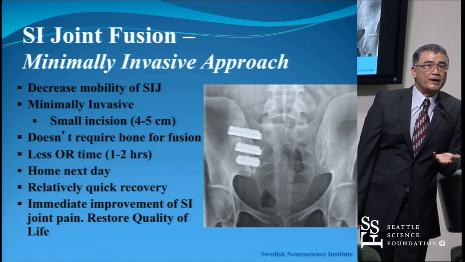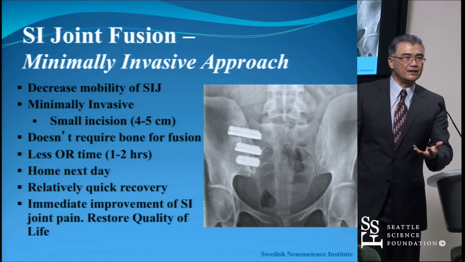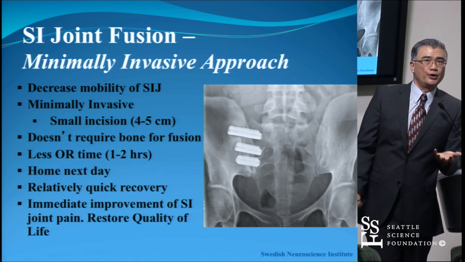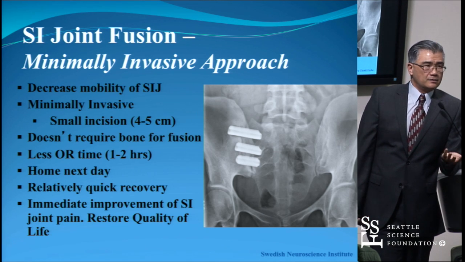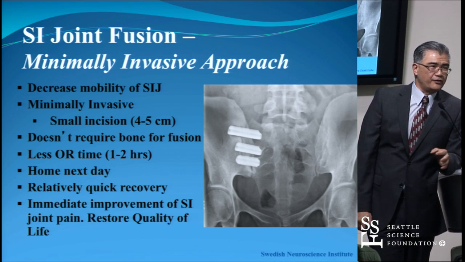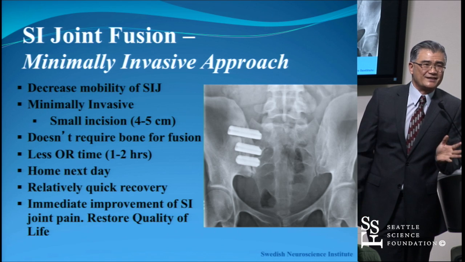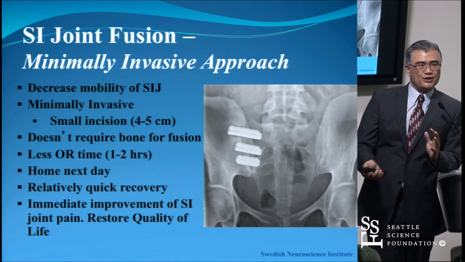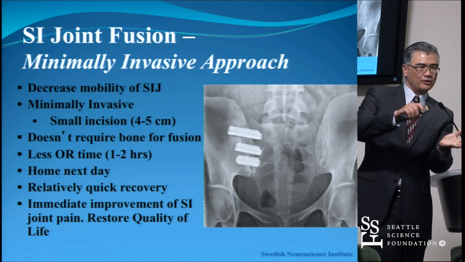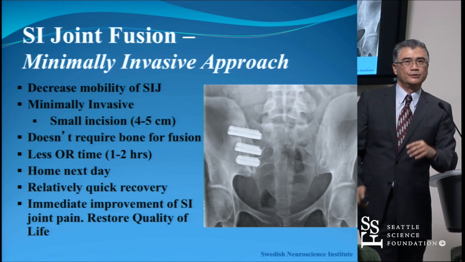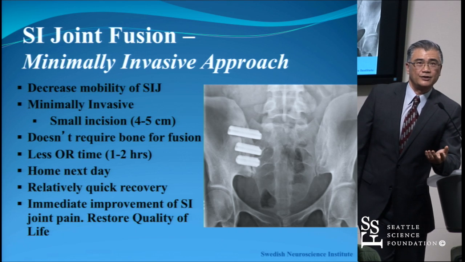So you immediately decrease the motion of the SI joint once you put it in, okay? And the whole procedure takes 1 to 2 hours, half of the time for X-ray. The surgery itself is only about half an hour, but you have to position the patient and make sure you have a perfect inlet view, outlet view. So it takes longer for the X-ray than the surgery itself.